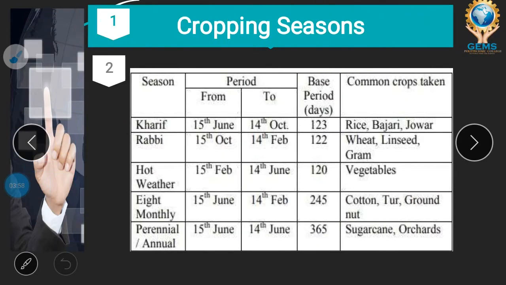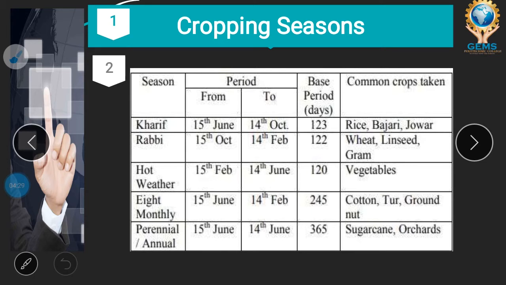Next one is cropping season. As we all know, what is the cropping season, how much is the base period, what crops are grown. In the Kharif season, the period is from 15th June to 14th October. That is the base period for how many days? It is 123 days. So we should have at least, from the time of sowing to the time of harvesting, a minimum of 120 days, maximum of 123 days. So what type of crops are grown during that time? Rice, bajra and jowar. So these are examples of the Kharif season.